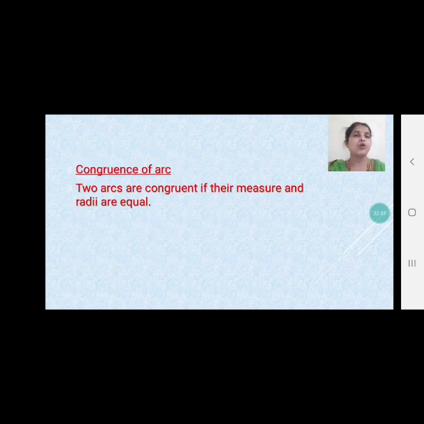Then comes the congruence of arc. Now the two arcs are said to be congruent when the measures are equal and the radii are equal. But obviously their central angles should also be equal. So what are the conditions that are to be equal to get the congruence of arc? Their central angle should be equal, their measures should be equal, and radii should be equal.